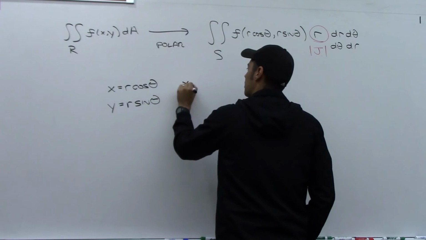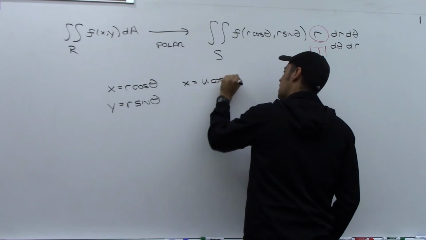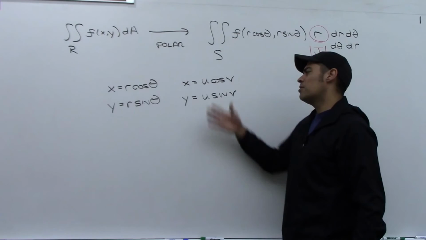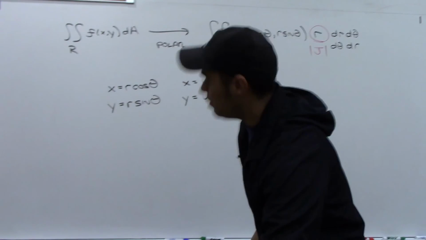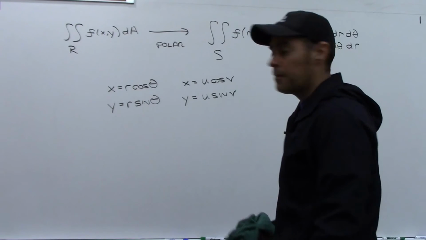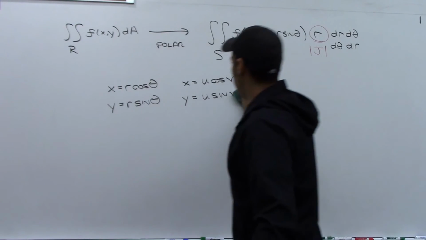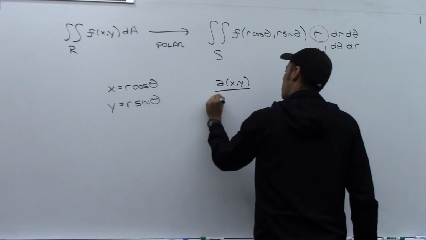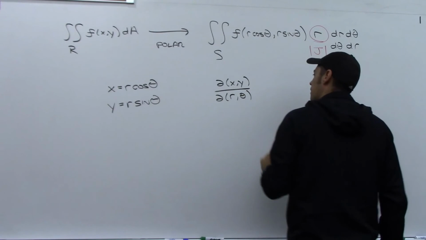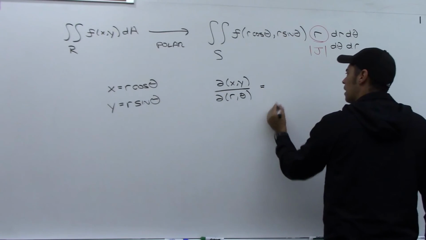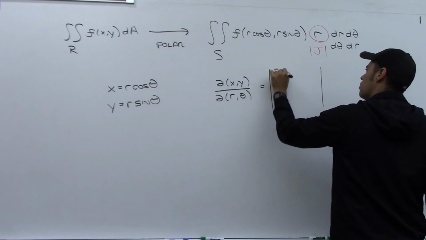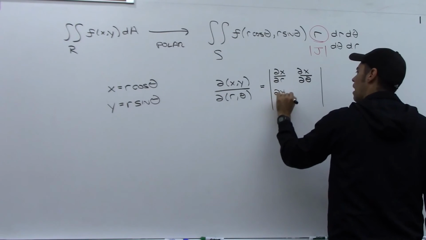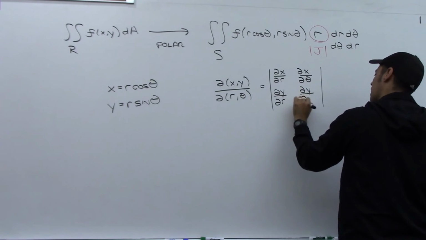Now I could have written x is equal to u cosine v, y is equal to u sine v. So I could have used u and v, but we used r and theta because geometrically the r and the theta made sense. So I'm going to stick with r and theta. So the Jacobian is going to take xy over to r theta. And so that will be this determinant: partial of x with respect to r, partial x with respect to theta, partial y with respect to r, partial y with respect to theta.